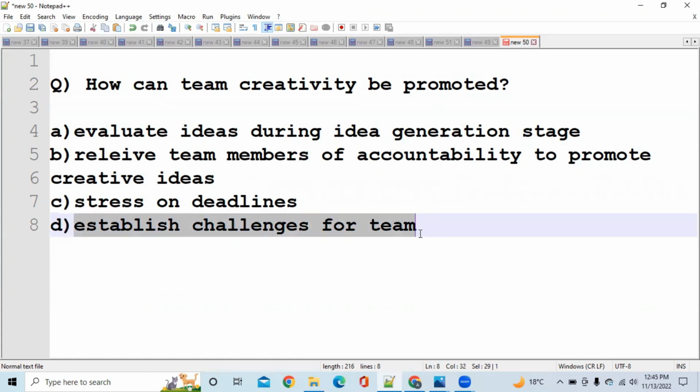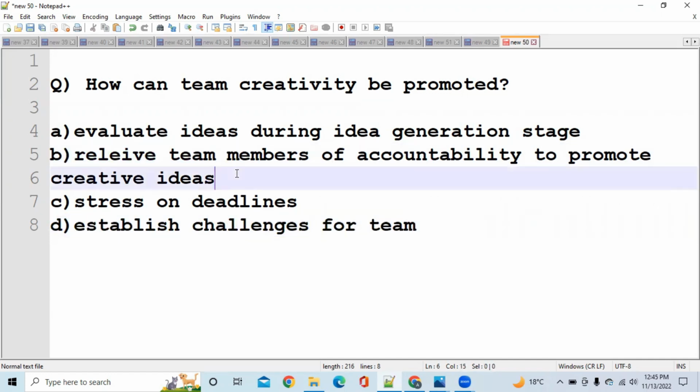So the answer will be establish challenges for the team. Okay, this will be the answer, because you can't relieve team members of accountability to promote creative ideas. You can't put stress on deadlines, and you also cannot evaluate ideas during the idea generation stage.